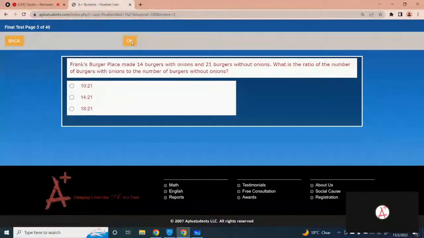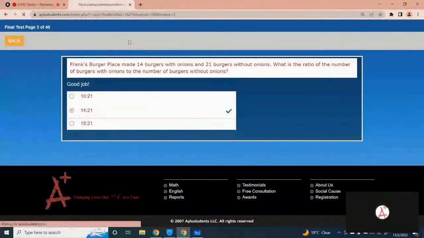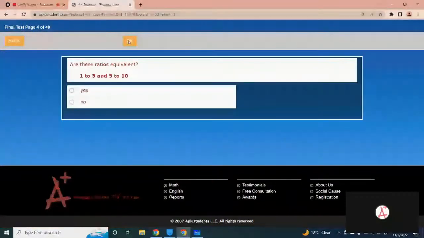Okay, the next one is: Frank's Burger Place made 14 burgers with onions and 21 burgers without onions. What is the ratio of the number of burgers with onions to the number of burgers without onions? So it would be 14 to 21. Got it? Just select the correct option and then click on the OK button. Okay, are these fractions equivalent: 1 to 5 and 5 to 10?